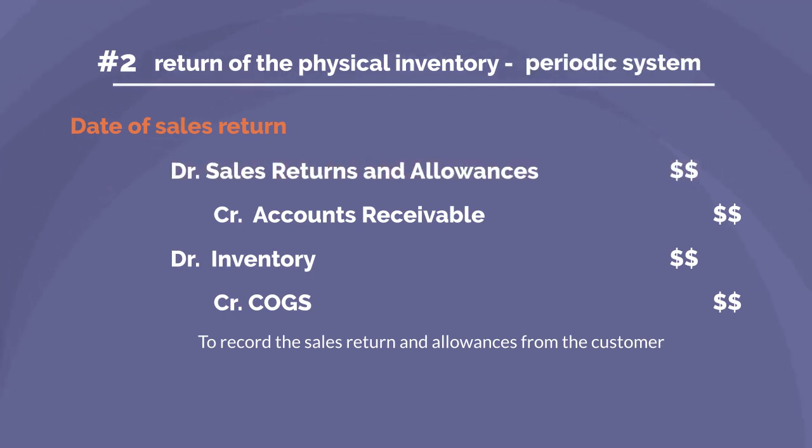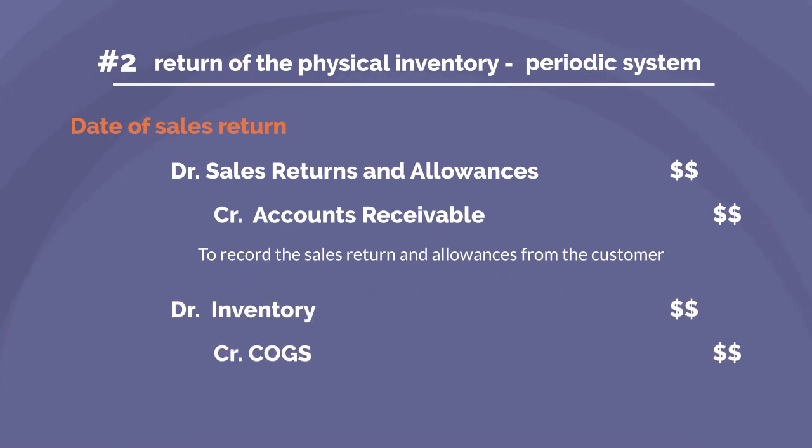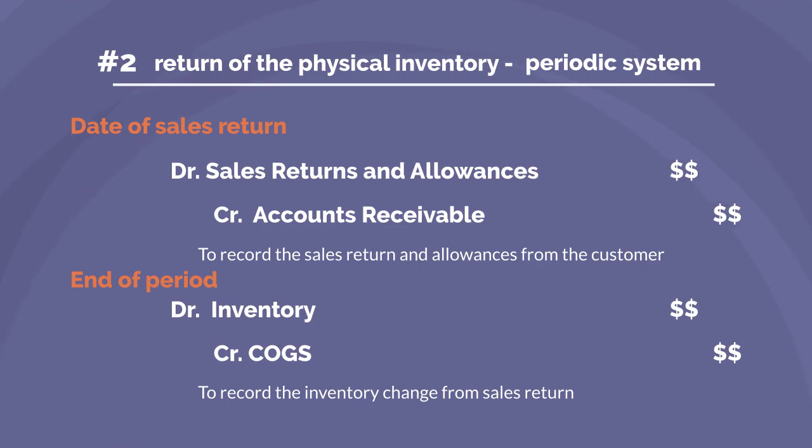Under the periodic system, returns and allowances only require 1 entry at the time of the return, as the inventory adjustment will be made at the end of the period all at once.